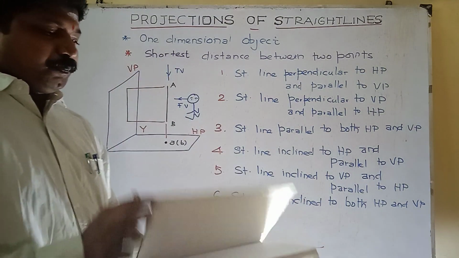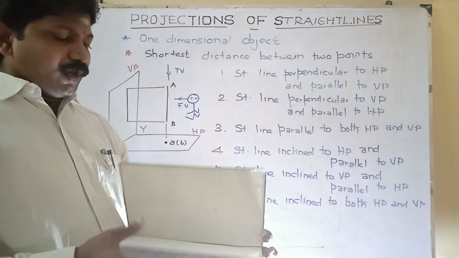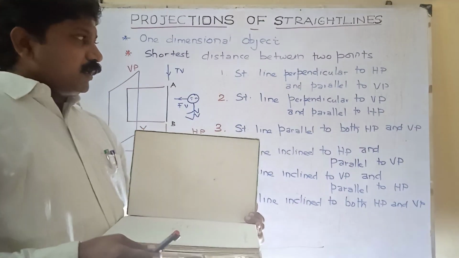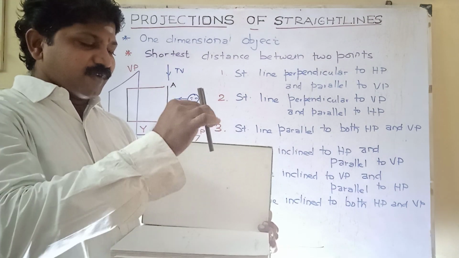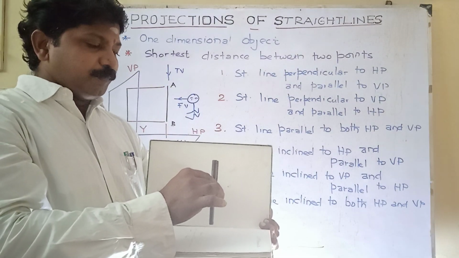Consider this pen as a straight line. This plane as a horizontal one and this plane as a vertical plane. You are the observer. Okay. Now the straight line perpendicular to HP and parallel to VP. This is the first position.